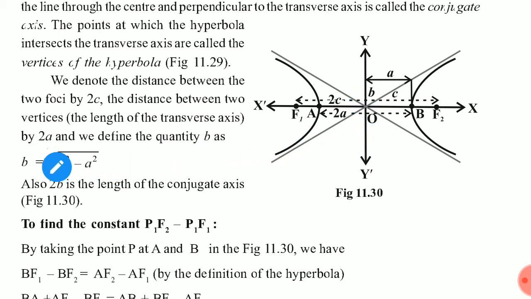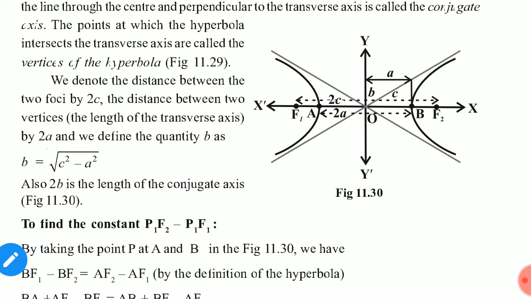So b is the semi-conjugate axis, meaning half. So b is always equal to the square root of c squared minus a squared. The length of the conjugate axis is always equal to 2b. So b is the half conjugate axis, meaning semi-conjugate axis, and that you can find by the formula square root of c squared minus a squared. So from here you can count a, the half length of the transverse axis, and so you can find out b.